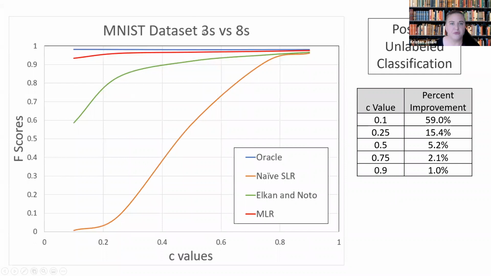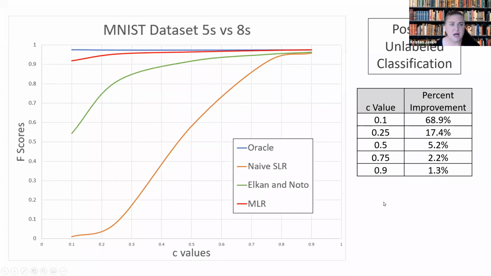Okay, if we compare 3s versus 8s, we get the same situation. Modified logistic regression does remarkably well, even at very small numbers of known 3s, and at very small numbers of known 5s.